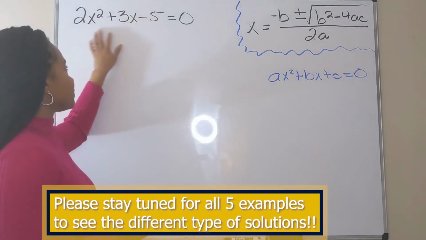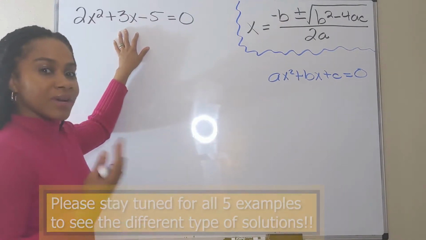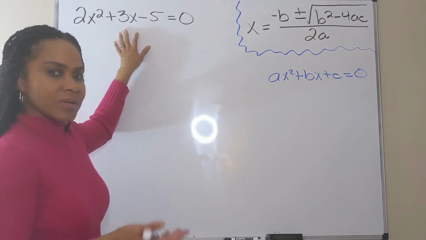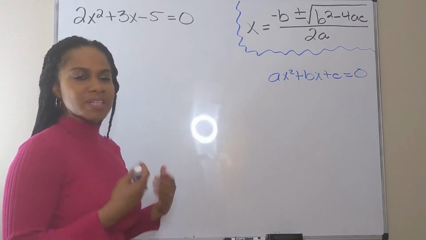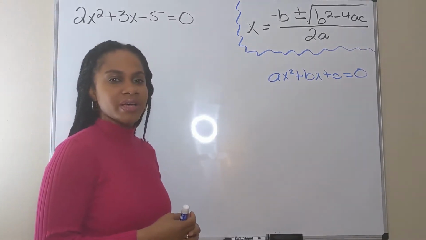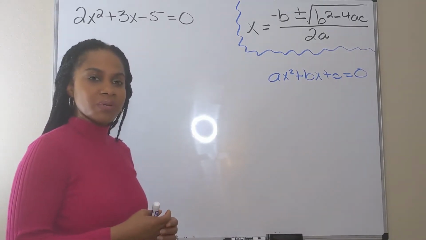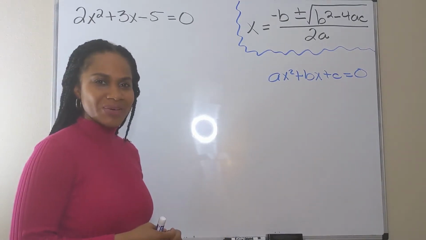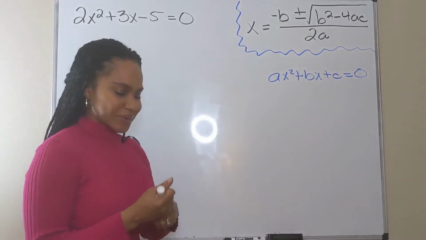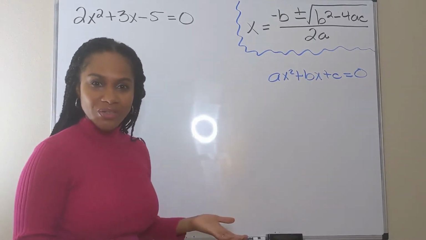The first being one where it is already in standard form. Second one is not going to be in standard form. The third one, I'm going to show you how to simplify the radical to get your final answer. And the fourth one will be one with one solution, and the fifth one will be one with no solution. All right, so stay tuned to learn how to solve quadratic equations.